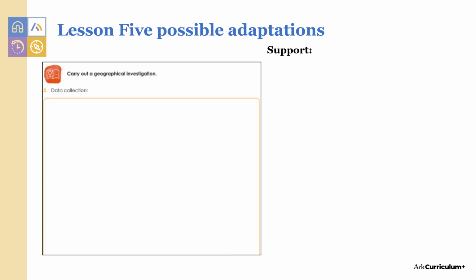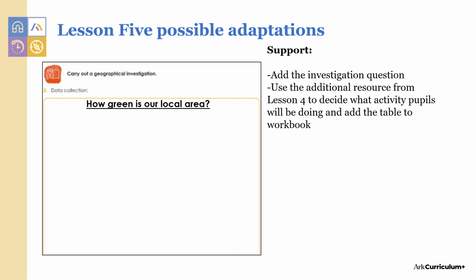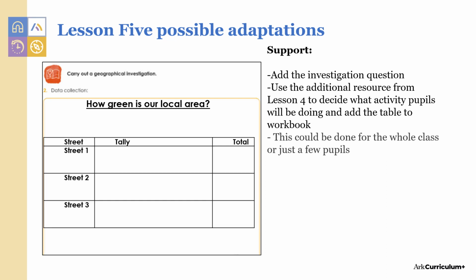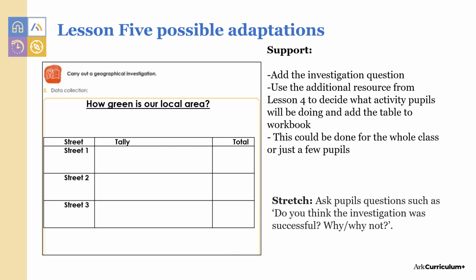For this activity, pupils should carry out the investigation of their local area they would have been planning for this unit. Support pupils by adding the investigation question. Use the additional resource from Lesson 4 to decide what activity pupils will be doing and add the table to the workbook. This could be done for the whole class or just a few pupils. Stretch pupils by asking them challenging questions such as, do you think the investigation was successful, why or why not?